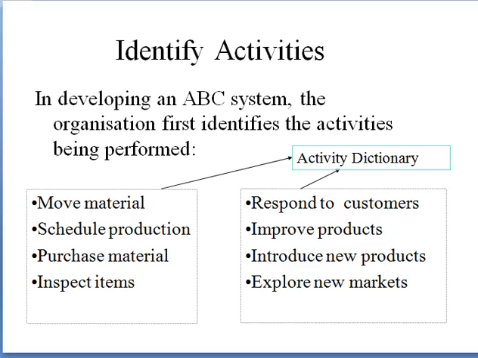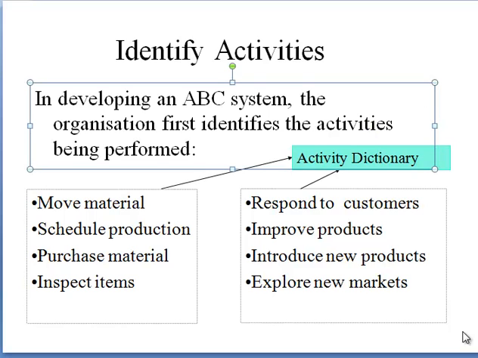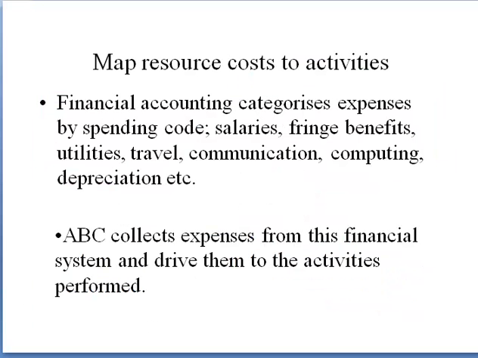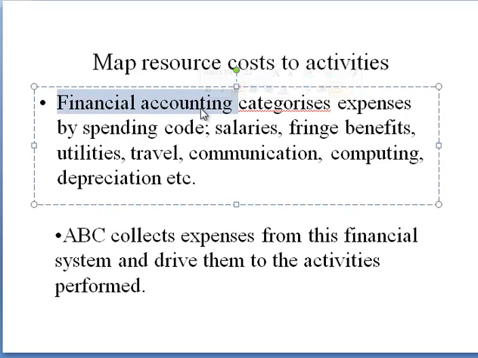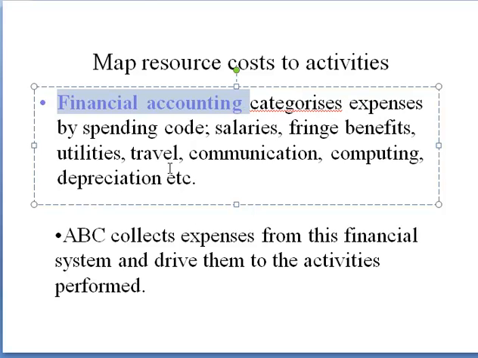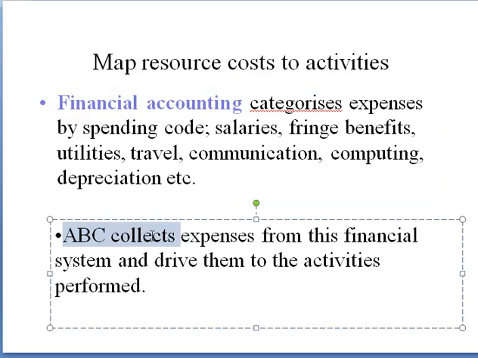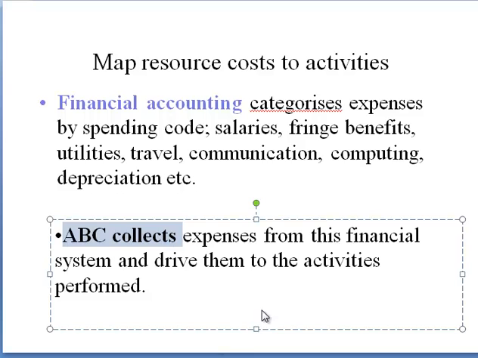Identify the activities. One of the first important tasks in implementing is to define or create an activity dictionary, and the list can be anything depending on the organization. Then map the resources or the cost to the activities. For example, financial accounting categorizes expenses like salaries, fringe benefits, utilities, communication, and this is what you see in the annual report. Whereas ABC collects that information on the basis of the activities rather than this.